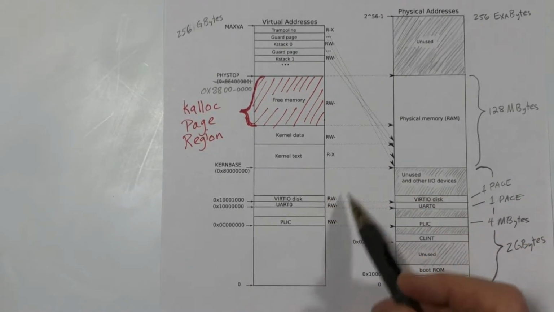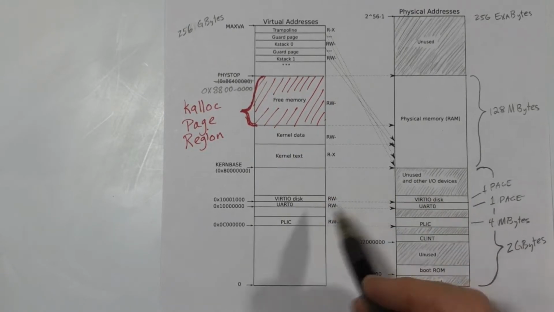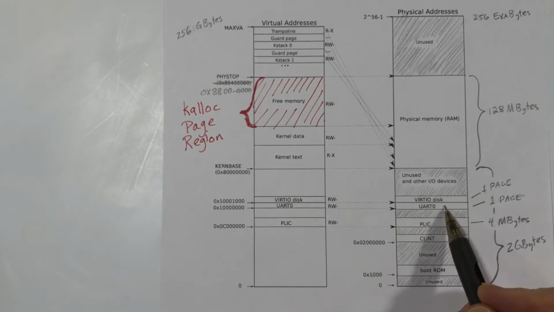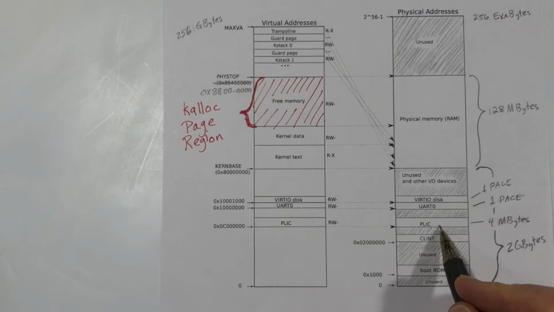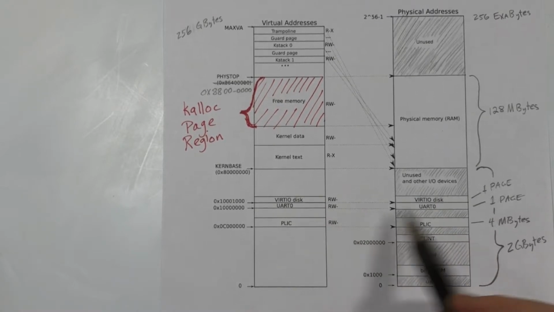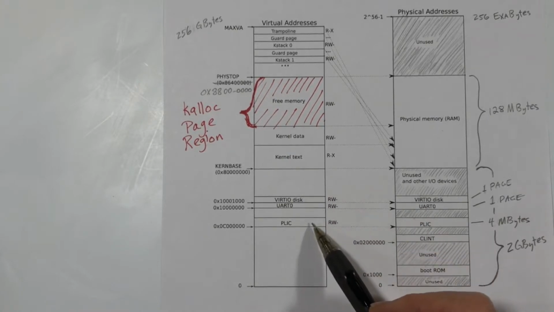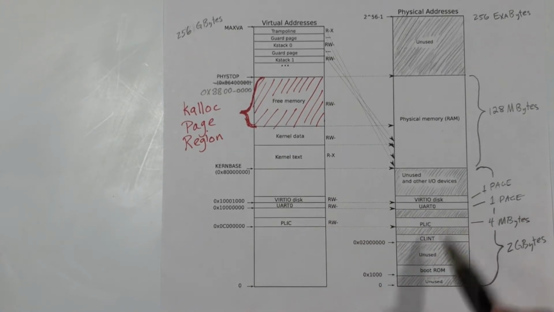And likewise, all the stuff down here is direct mapped. So to access the virtual disk and to access the serial communication device and the platform level interrupt controller, the kernel can just use physical addresses, and since they're direct mapped, there won't be a problem.